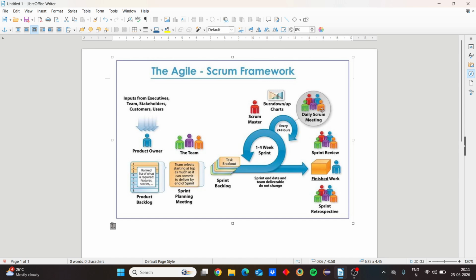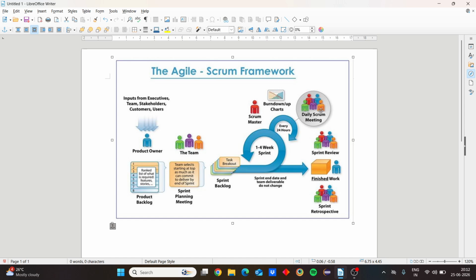every day, for 15 to 30 minutes. The scrum meeting happens in 15 to 30 minutes. The time for the meeting is either 10:30 to 11 or 11 to 11:30. And the Scrum Master is the responsible person to conduct the daily Scrum meeting.